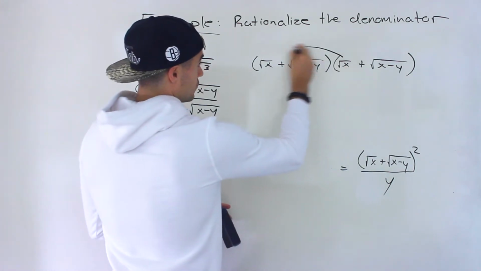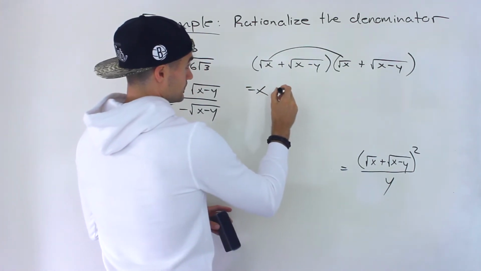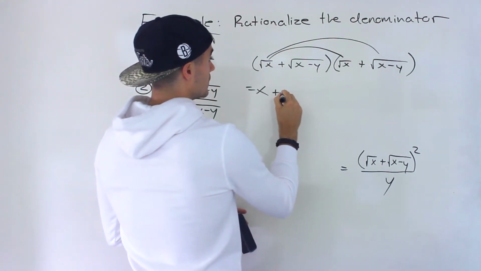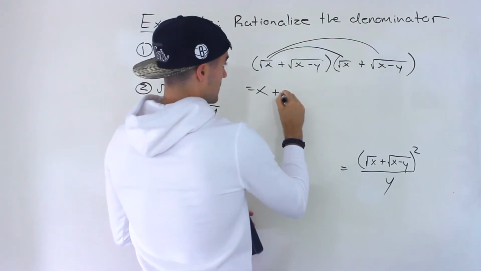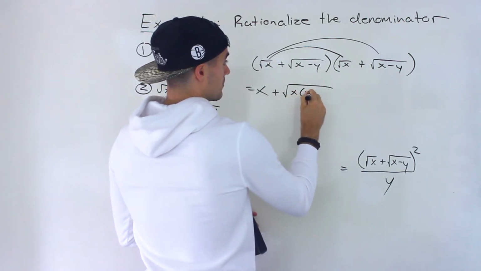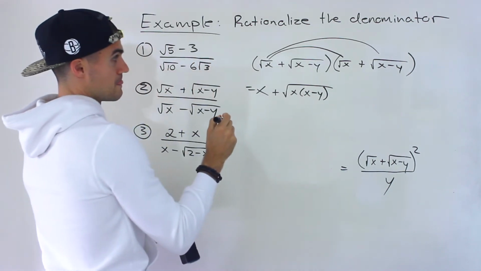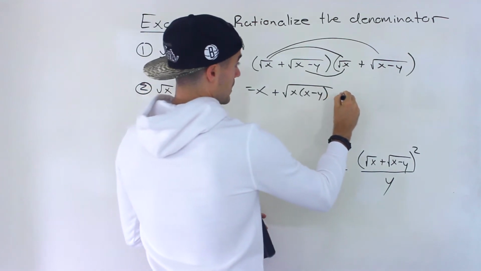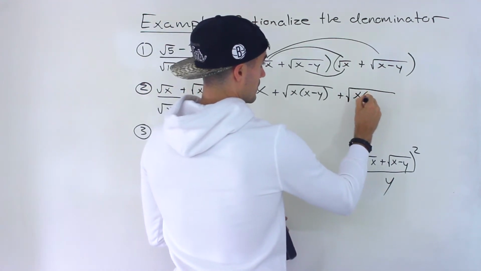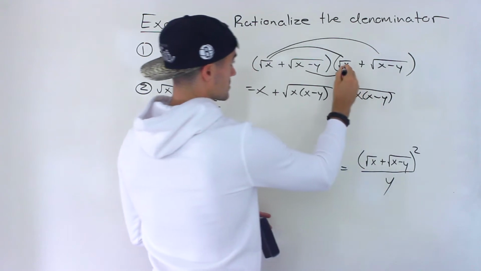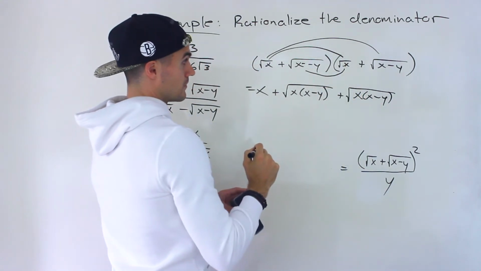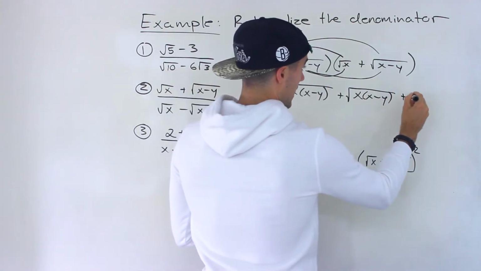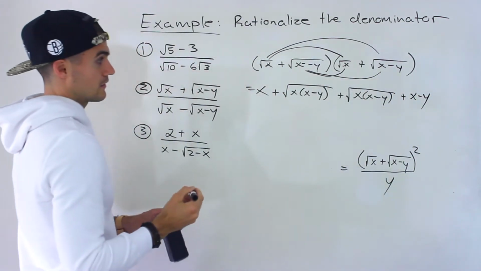So when we FOIL this out, root x times root x would give us x. Then we'll have root x times root x minus y. So that would be, it's like x times x minus y. So we could actually just put those both like that. And then we'll have root x times root x minus y, same thing as here. We're just multiplying the expressions under the radical by each other. And then we'll have root x minus y times root x minus y, which would just give us x minus y, like that.